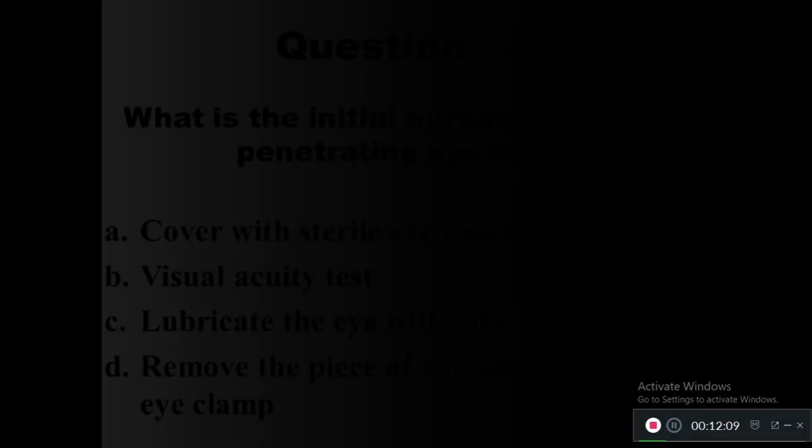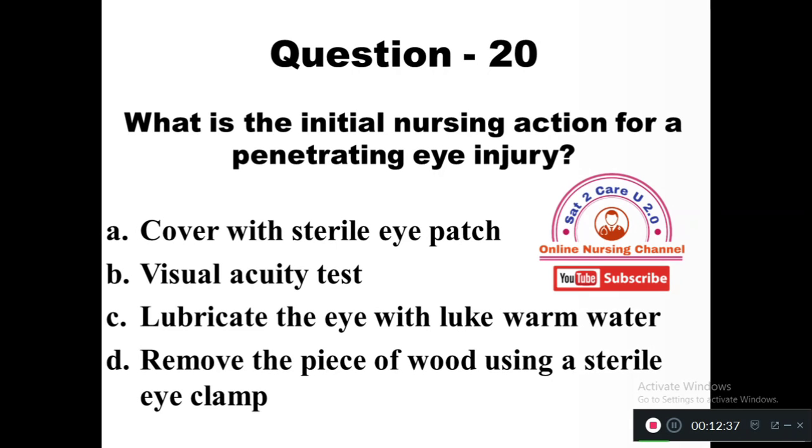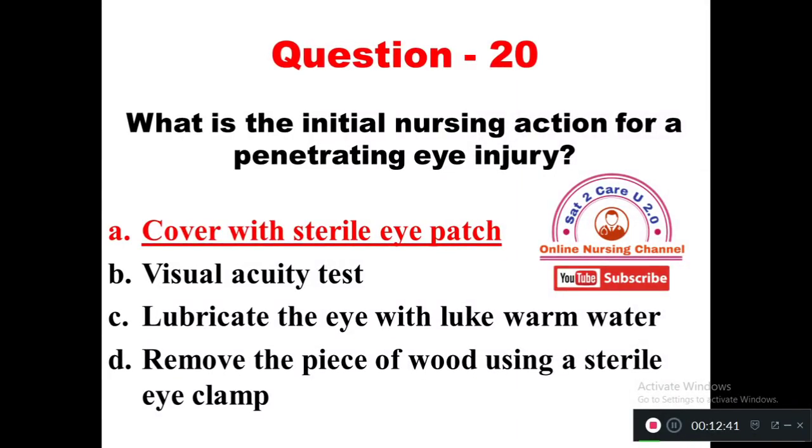Question number 20. What is the initial nursing action for a penetrating eye injury? Option A cover with sterile eye patch, B visual acuity test, C lubricate the eye with lukewarm water, option D remove the piece of wound using a sterile eye clamp. The initial nursing action is option A, cover with sterile eye patch.